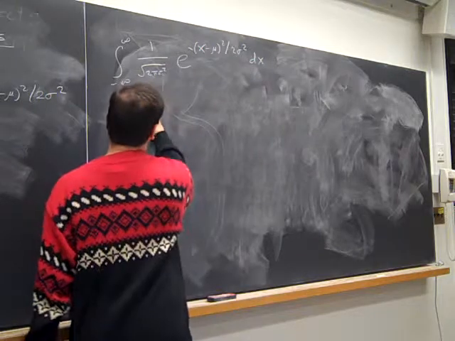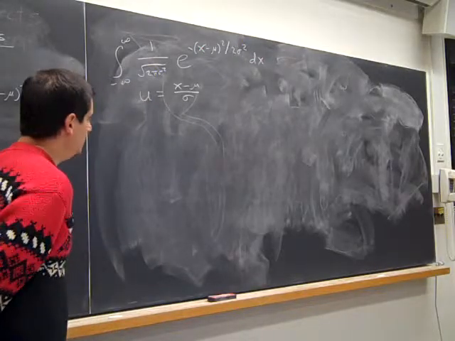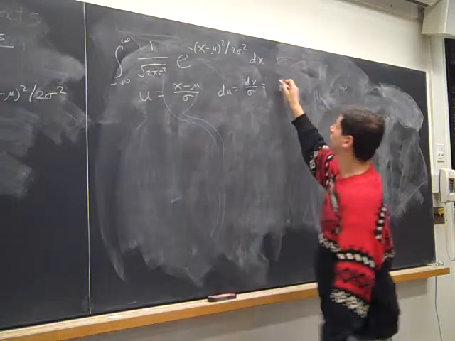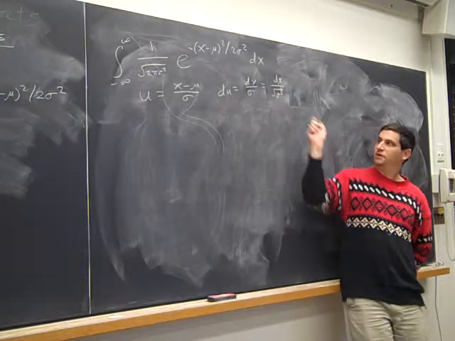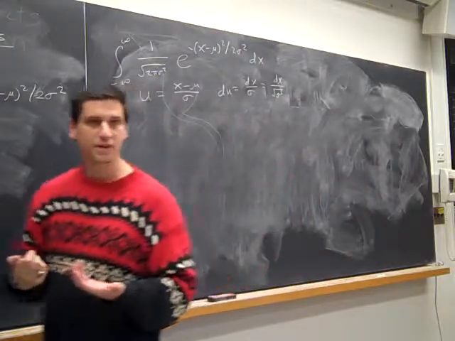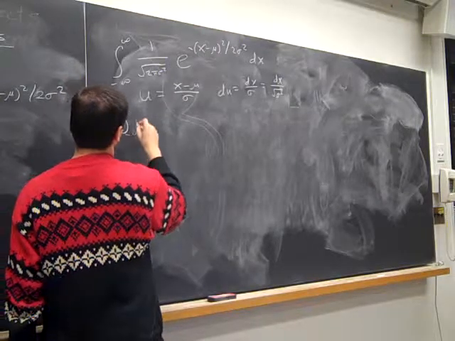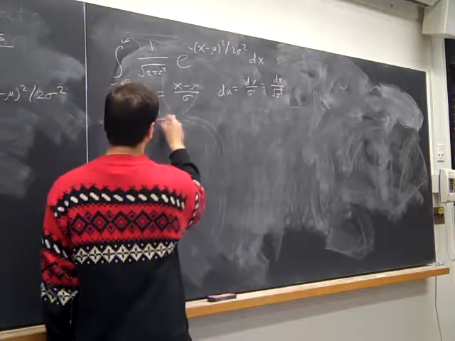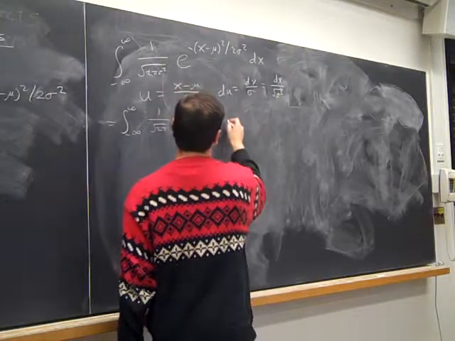So one good change of variables is let's let u equal (x minus mu) over sigma. And then du would be dx over sigma, or I can write it as dx over the square root of sigma squared. And I'm writing it like this to just make it really clear with what I have here. So as x goes from minus infinity to infinity, u is going to go from minus infinity to infinity. This is the same as integrating from minus infinity to infinity. I lose the sigma squared when I change the dx, so I get 1 over square root of 2 pi e to the minus u squared over 2 du.